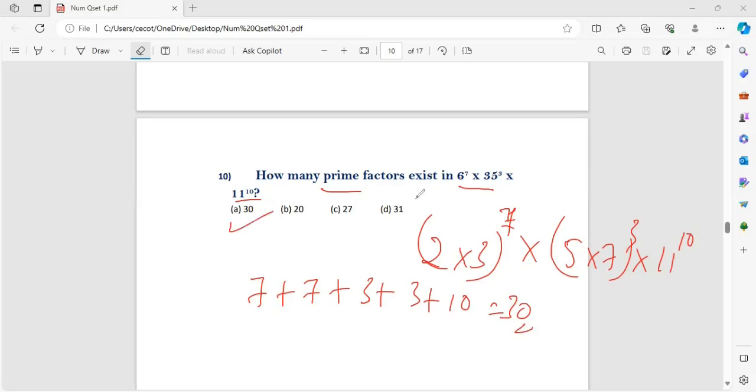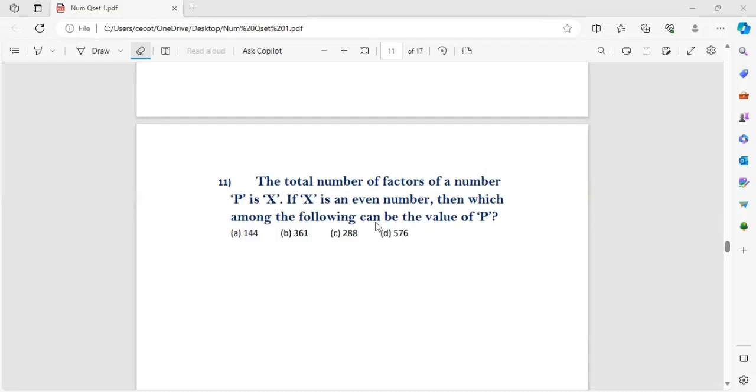That's all. Observe, you have 2 prime numbers over here, so 7 plus 7 is 14. Again, 35 also has 2 prime factors, 5 and 7, so 3 plus 3, 6. 11 is in prime form. Answer will be 30. Question number 11 is also based on the previous model.